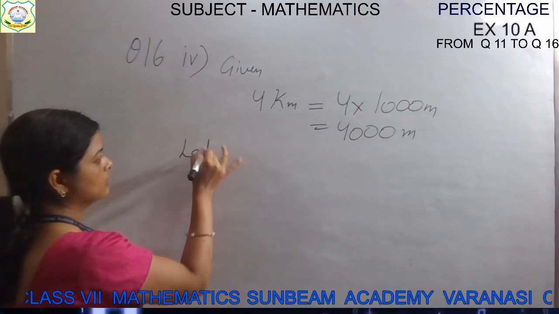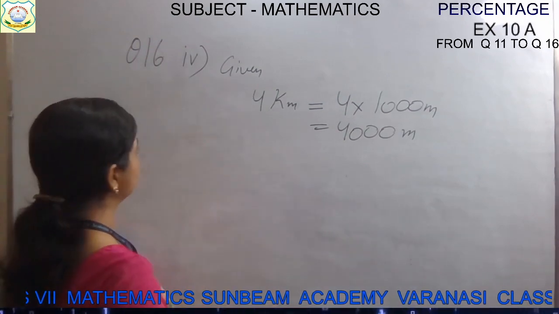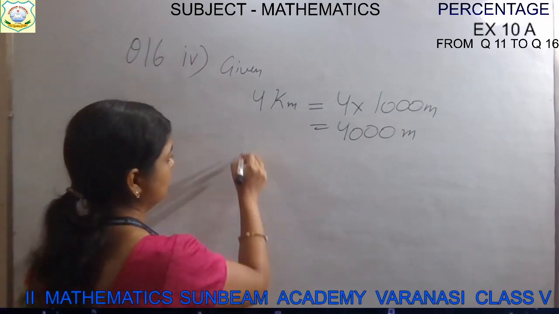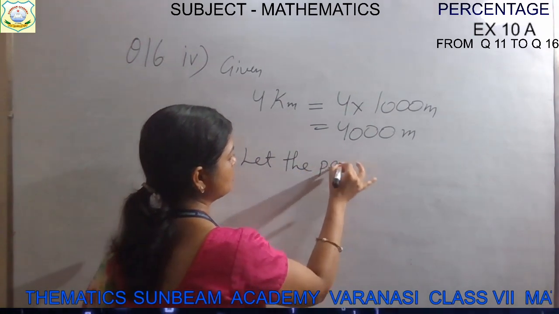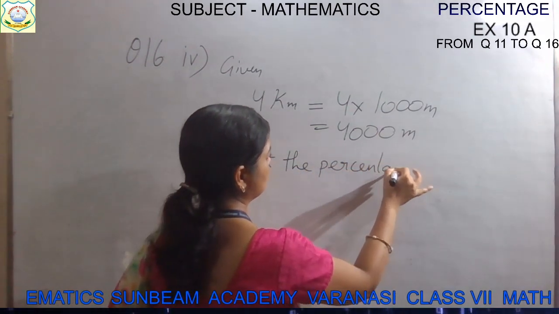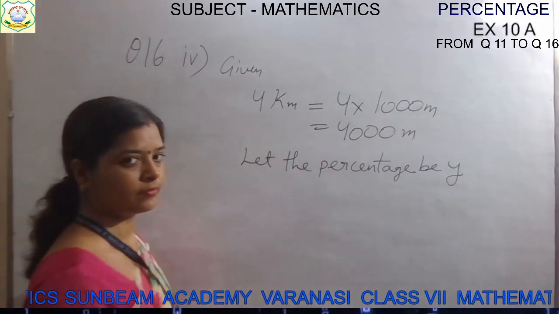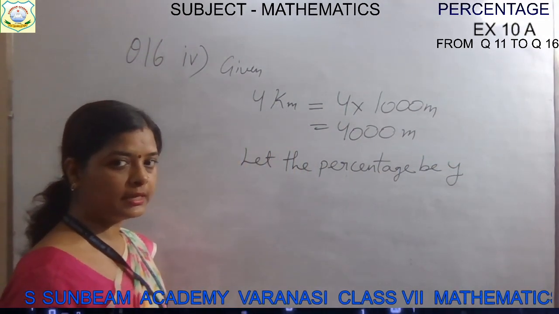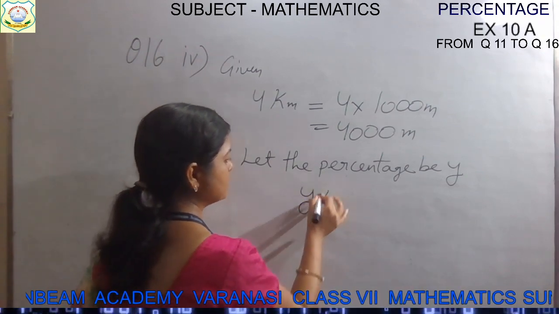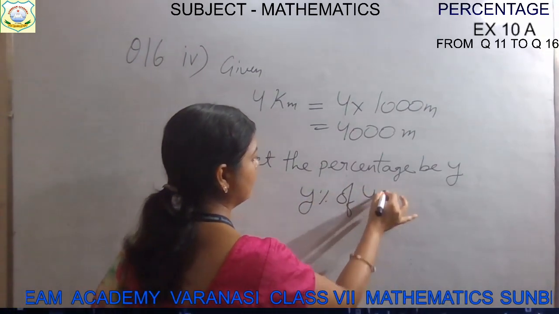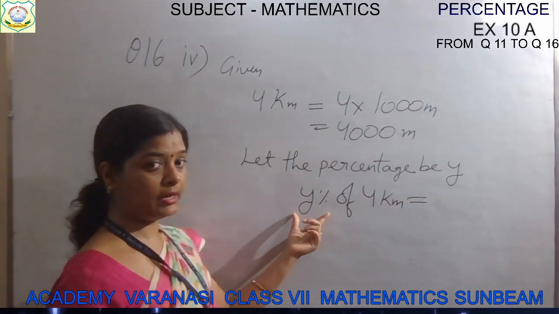Let's follow the same process, children. Let's solve from here so that we can utilize this side also. Let the percentage be y. This time I am taking y. Now y percent of 4 kilometers is how much? That we have to find.